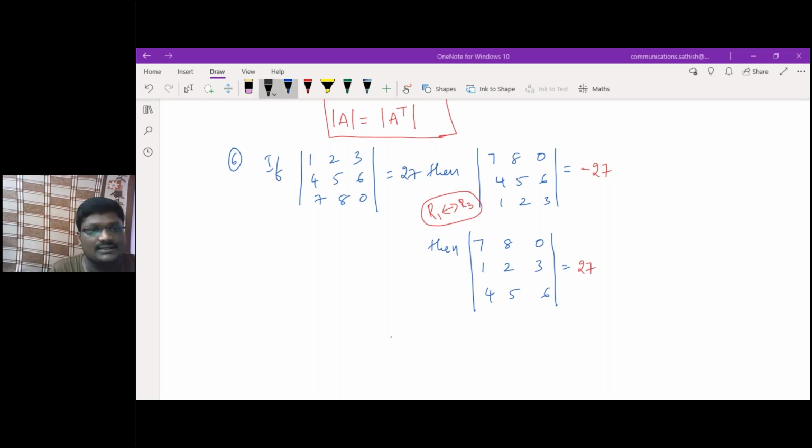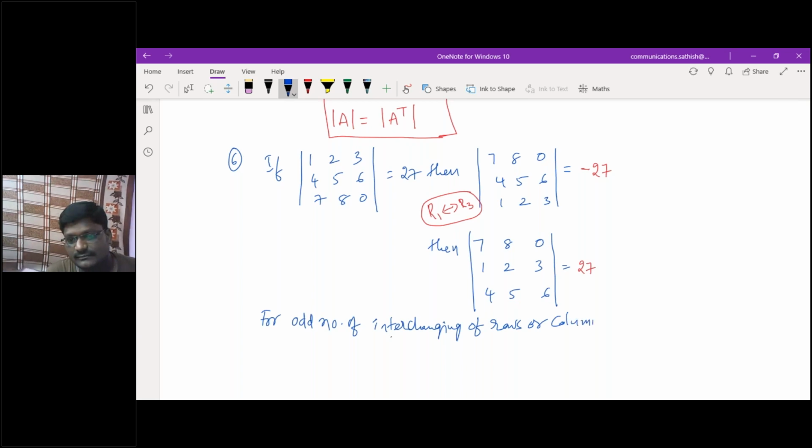Or else you can write here: for an odd number of interchanging of rows or columns, the determinant will be multiplied by what, ma? Minus 1. Minus 1, sir. Similarly, can you write for an even number of interchanges?